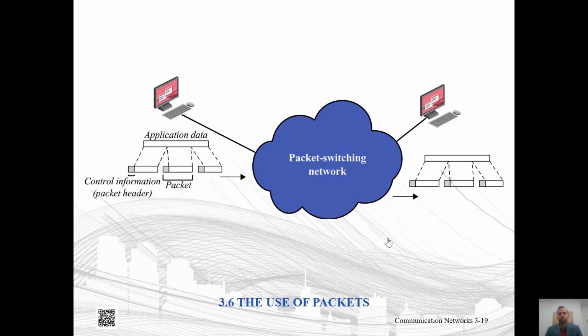Okay, so here's a pictorial representation. You have your application data. It's broken up into packets, and then a header is added with control information. It goes through the packet switching network, which is depicted by a cloud here, and then it goes from point A to point B.